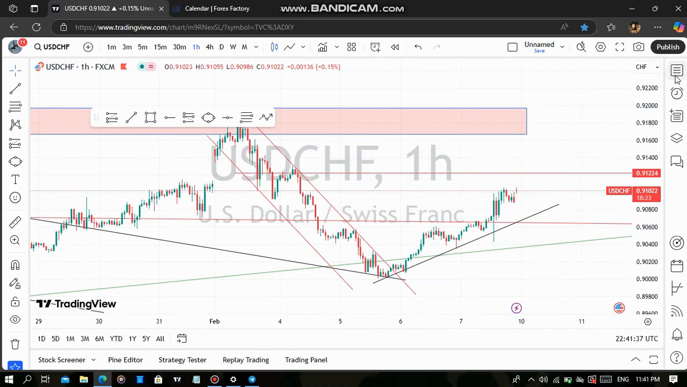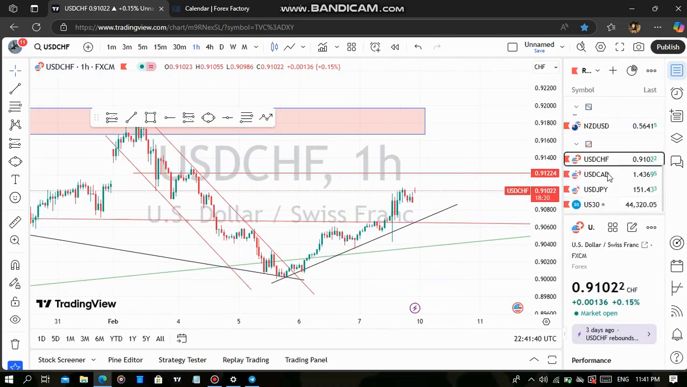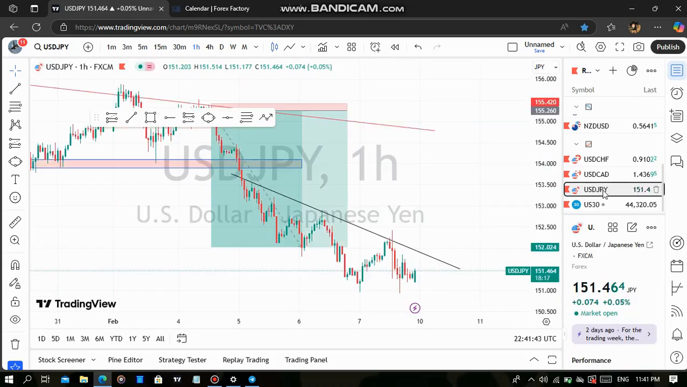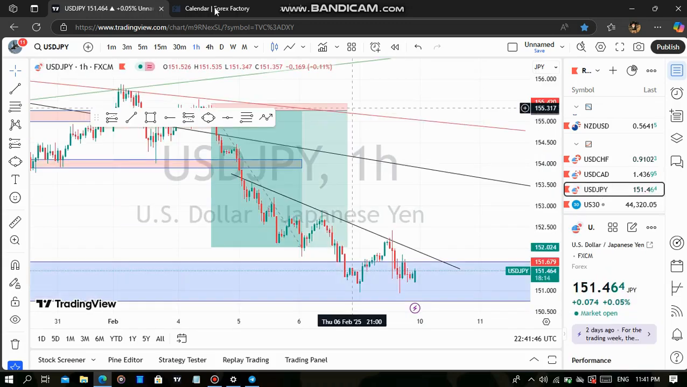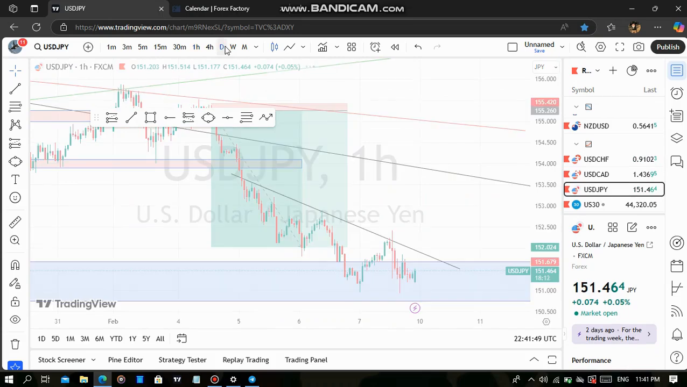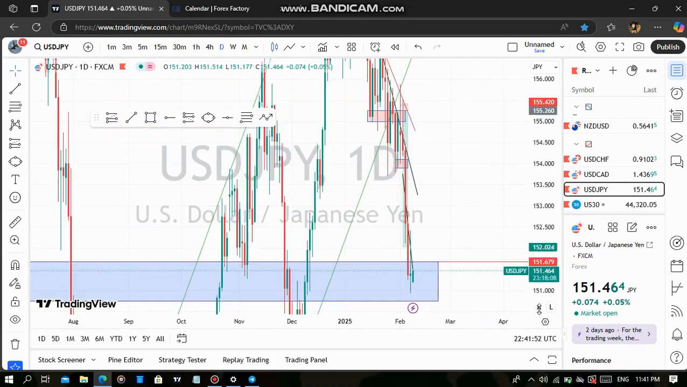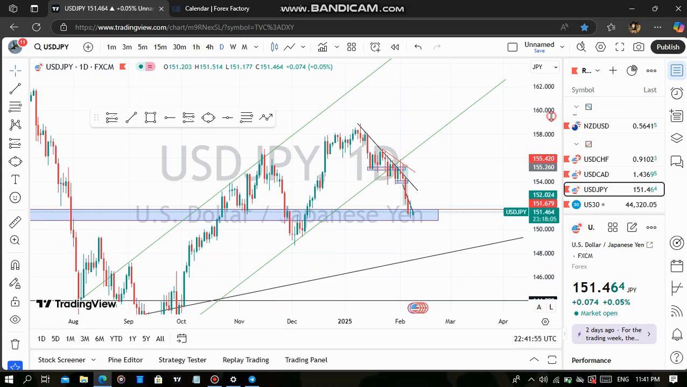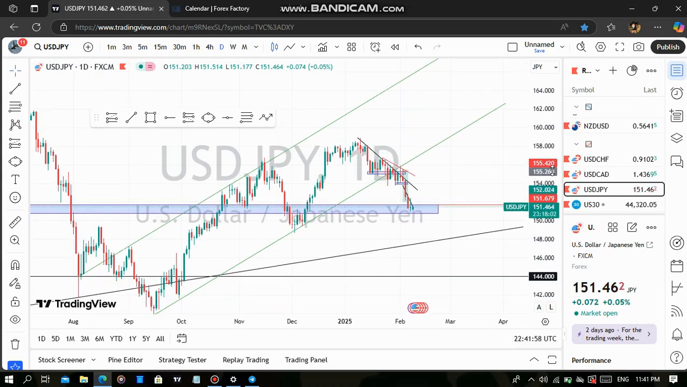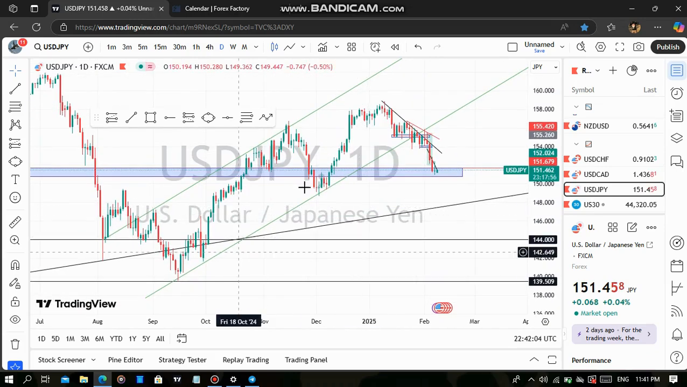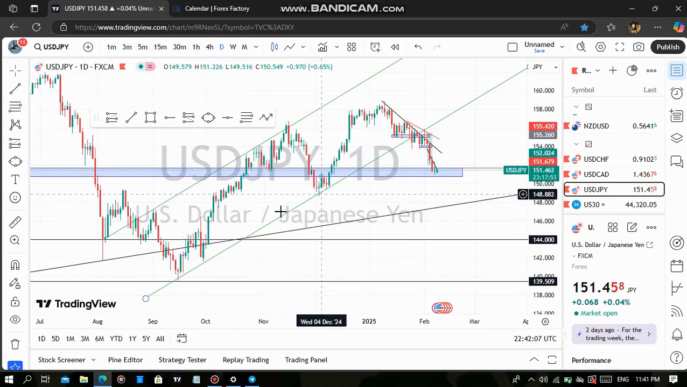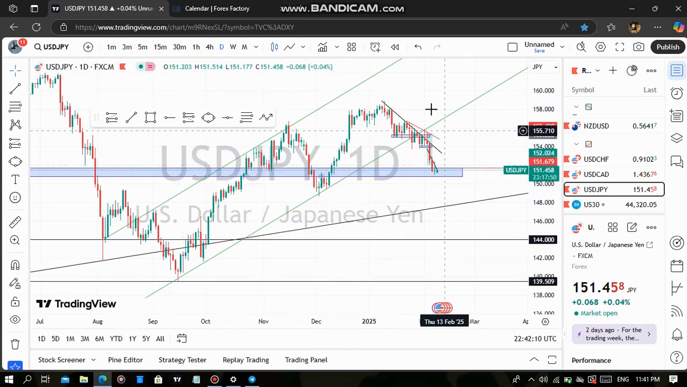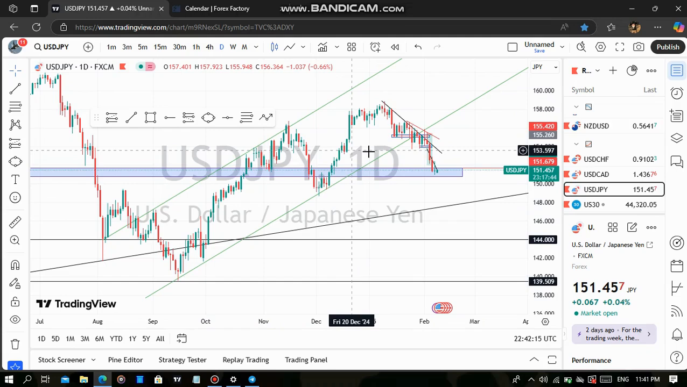I have analysis on USD JPY too. USD JPY is in strong momentum. I think throughout the week it was on a strong bearish momentum. Price has intercepted this bearish trend, and it's not giving us a clear bearish trend at the moment.